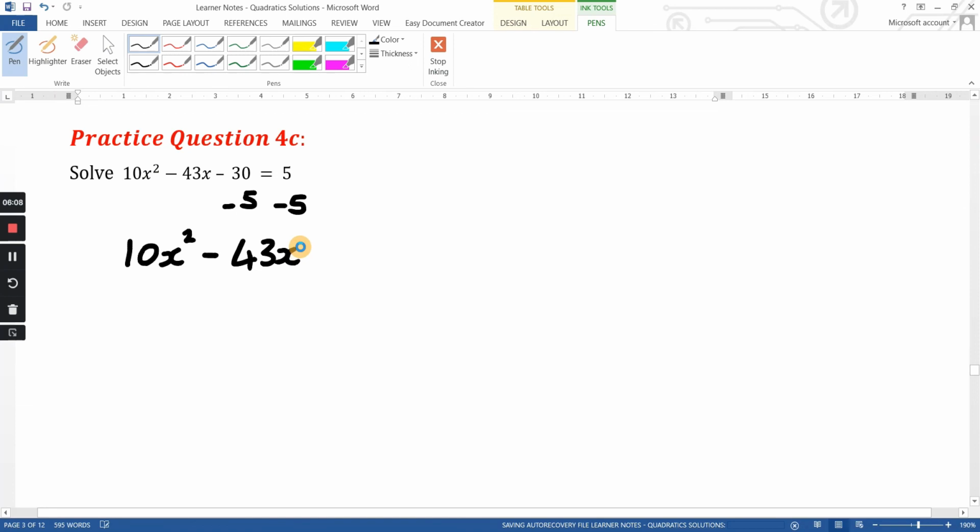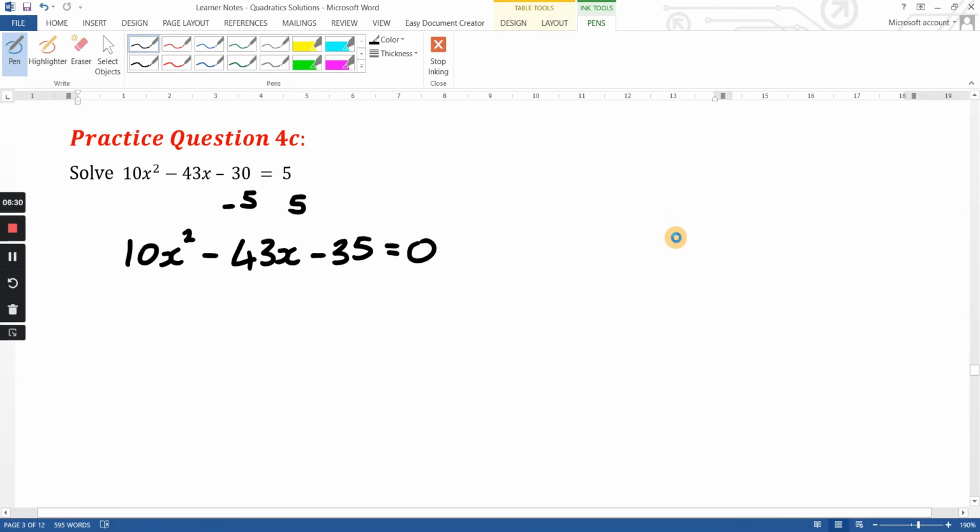Minus 30 minus 5, that's going to give me minus 35. Yeah, just be careful. It's getting colder, isn't it? So you're on minus 30 on the number line. Think of it as that, and you're going to minus 5. It's getting colder. You'll have minus 35.